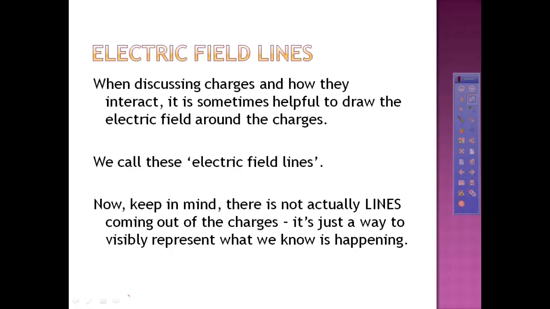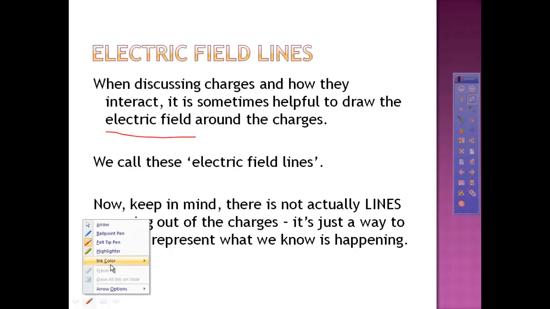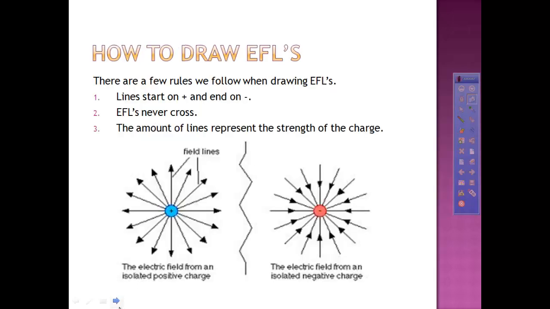So, when we talk about charges and how they interact with one another, it's helpful to draw what's called electric field lines around the charges. Now keep in mind that there's not actually lines coming out of charges. I don't want you guys to think that there are these little protons and electrons flying around with big old sunbeam rays coming out of them. It doesn't work like that. It's just a way to visibly represent how these charges interact together.